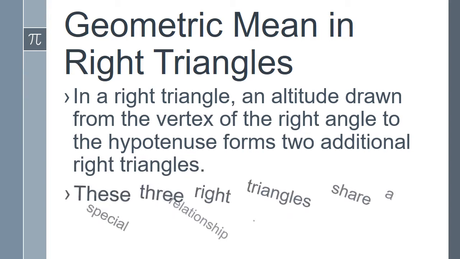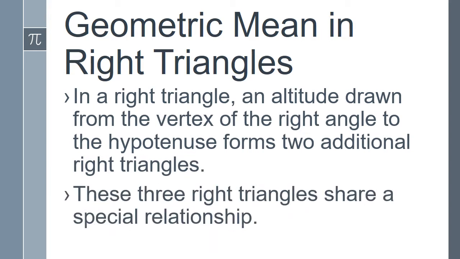Alright, so geometric means in right triangles. In a right triangle, an altitude drawn from the vertex of the right angle to the hypotenuse forms two additional right triangles. And these three right triangles share a very special relationship.